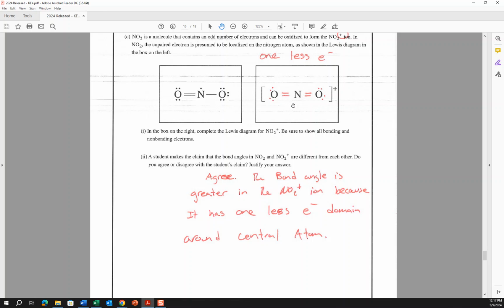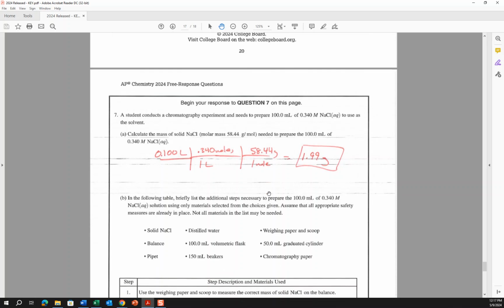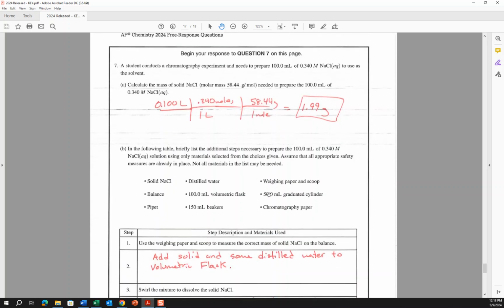Now, if you had 3 domains here and 3 domains here and you said disagree, then you might get credit for that, but you have to justify. Okay, so you'd have to have the right justification. Say they have an equal amount of domains around the central atom, something like that. That would be fine. All right, and then we move on to question 7.